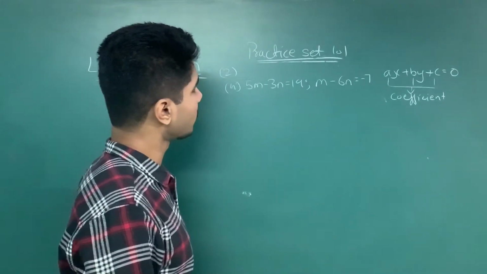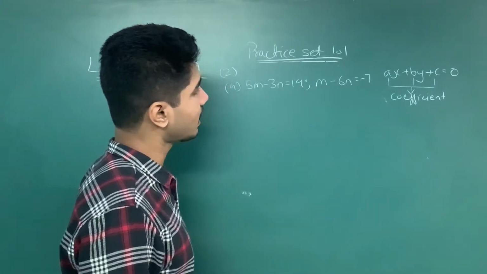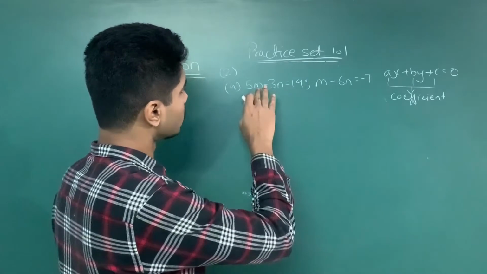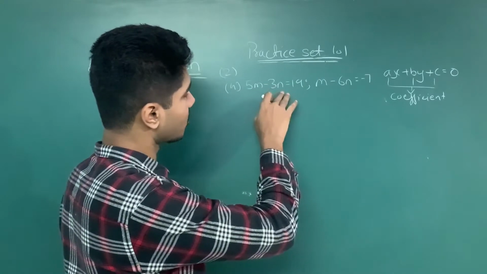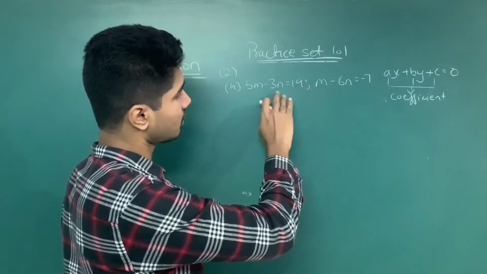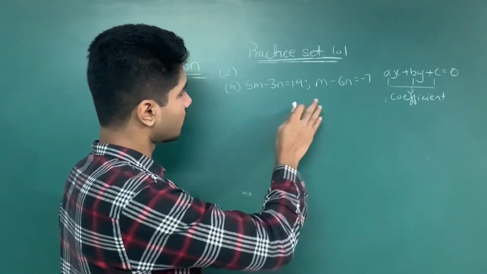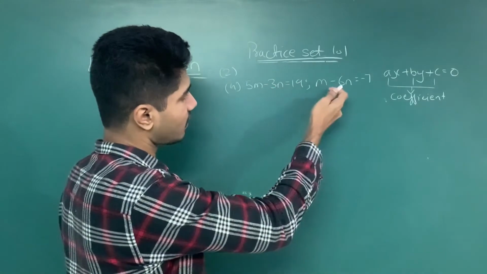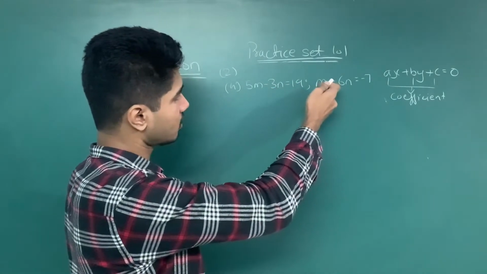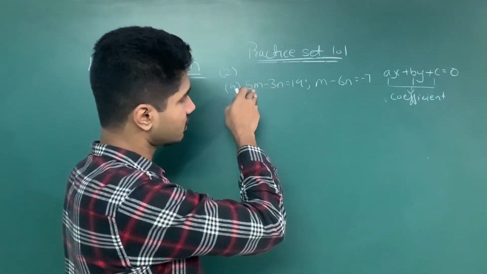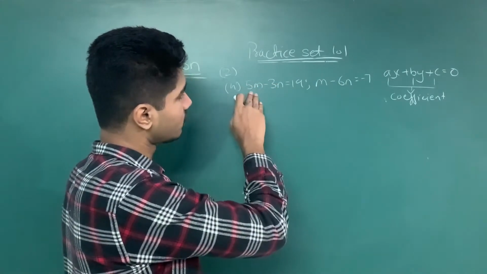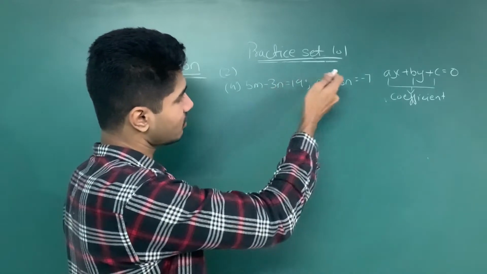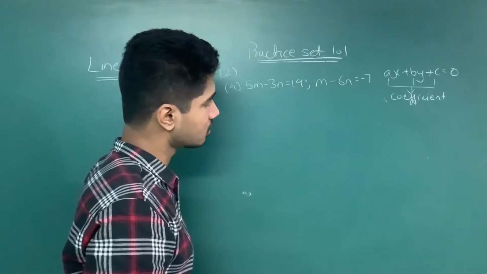Fourth question, 5m minus 3n is equal to 19 and m minus 6n is equal to minus 7. यहाँ पे अगर देखोगे तो दोनों वेरिएबल का, that is m और n, the coefficient is different in both the equation if you compare it. So you can do one thing, either you can multiply 5 with the equation number 2 to make the coefficient same as the first equation, or you can multiply 2 with the equation number 2 so that 2 3s you get 6 and it will be same as the second equation.